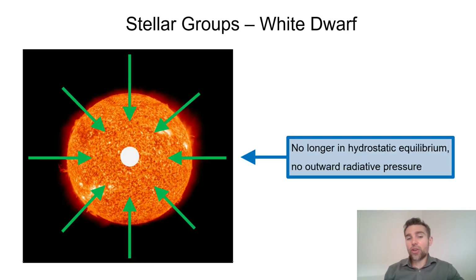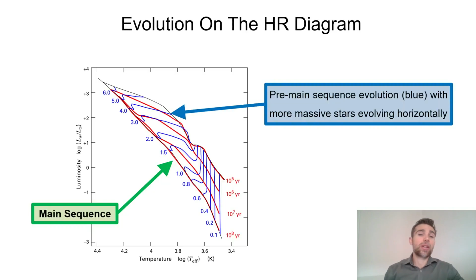So these are no longer in hydrostatic equilibrium. There's no outward radiative pressure anymore. They just collapse. So they're not generating any energy, and that's why they're really, really small. And when we say small, they go from the size of the Sun to the size of a terrestrial planet like Earth. So that's a huge decrease in their radius, but their surface temperatures are very, very hot, a lot hotter than the star would have been originally, but they've lost their outer layers.